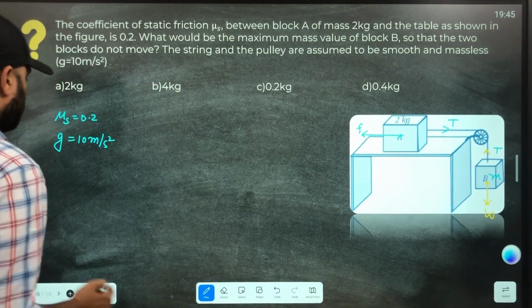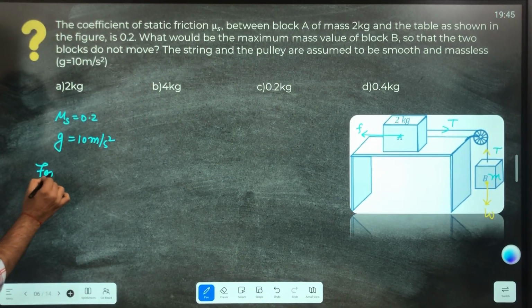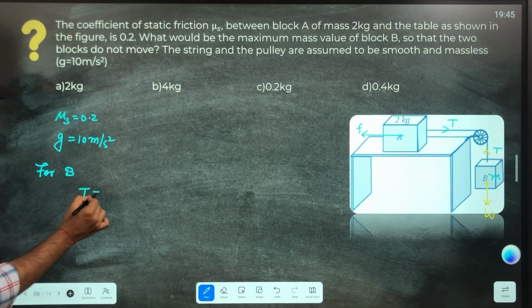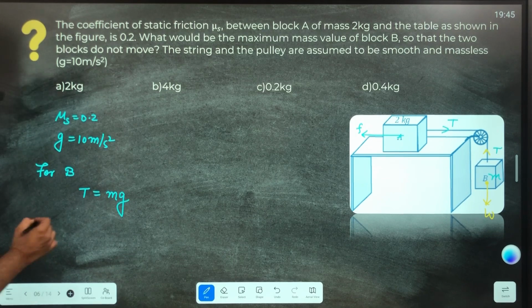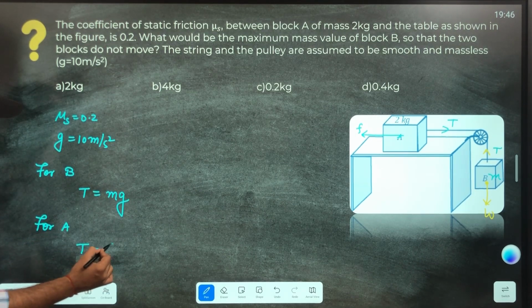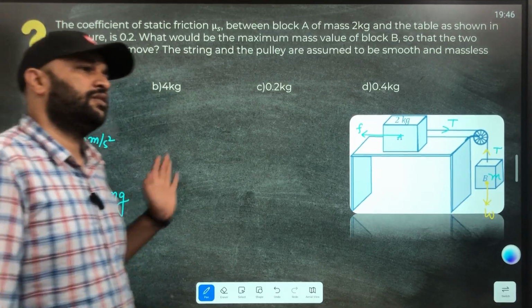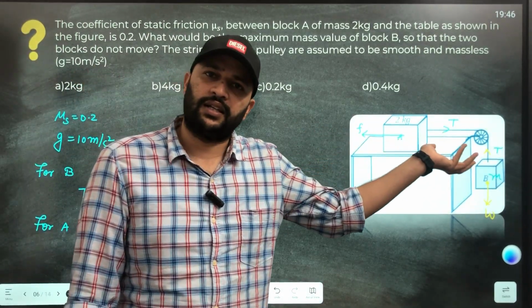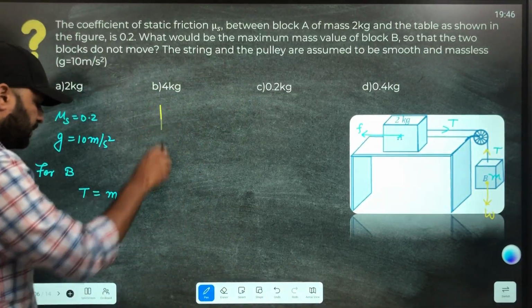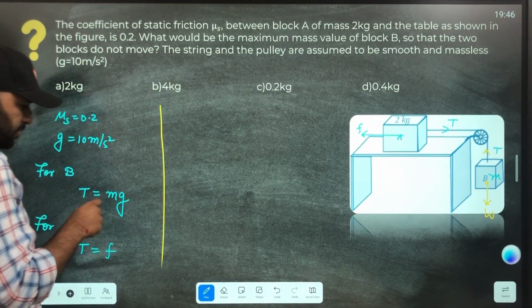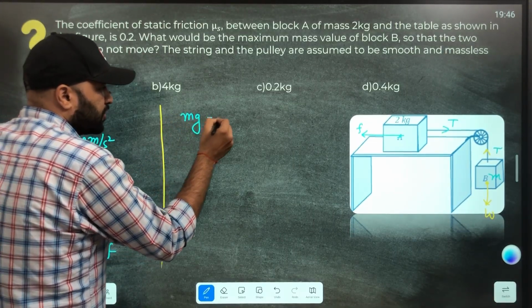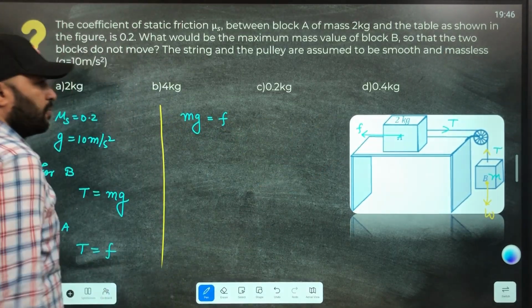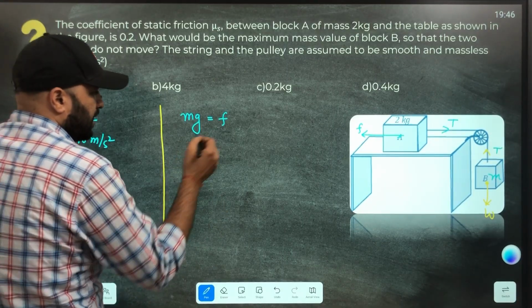So for block B, the tension T must be equal to mg. Clear it is? For block A, the tension must be equal to the frictional force. If these two conditions are true, then the whole system is at rest or in a static situation, right? Okay. So if T is equal to mg, let's substitute it here. So mg will be equal to the frictional force acting on the second block, block A. Clear?